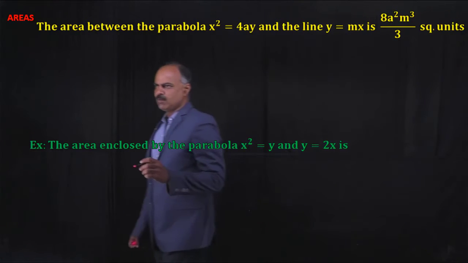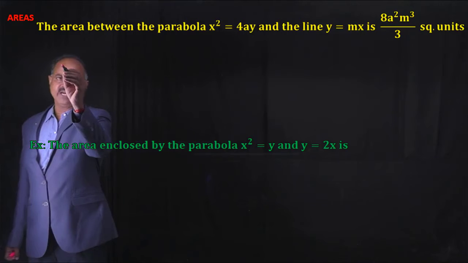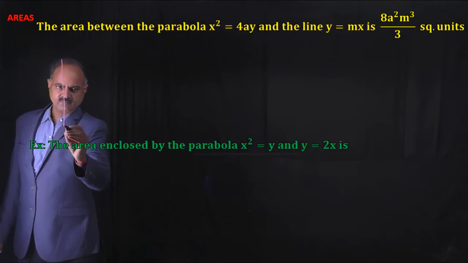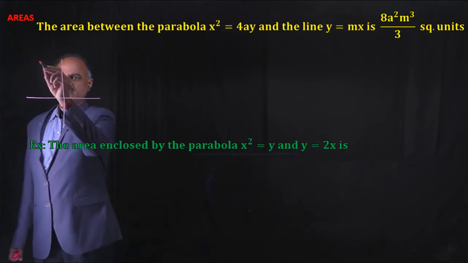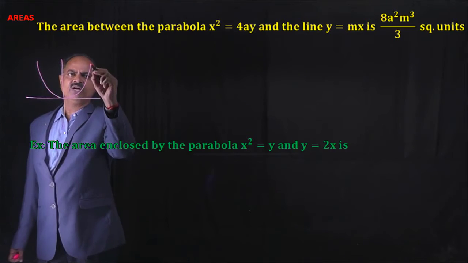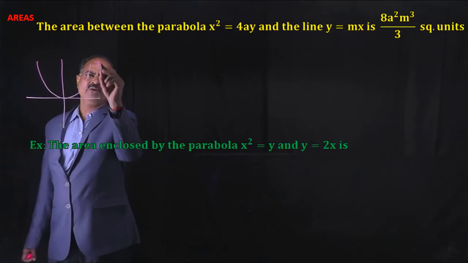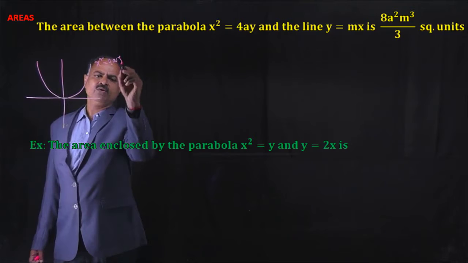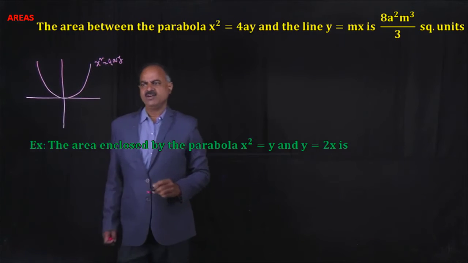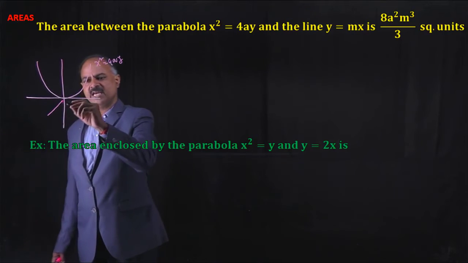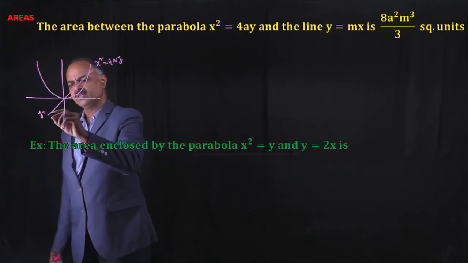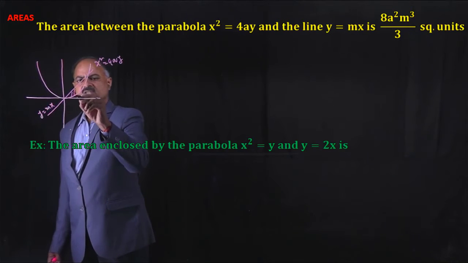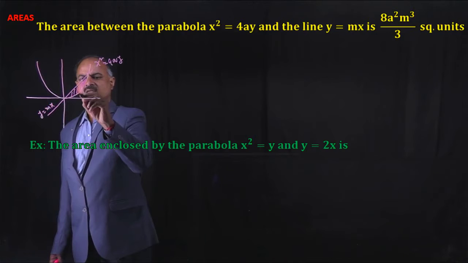So the given parabola is x square equal to 4ay and the line is y equal to mx. This line is y equal to mx. So this is the required area.